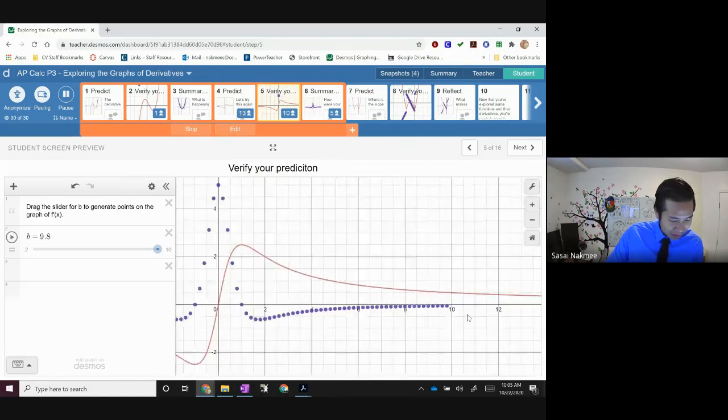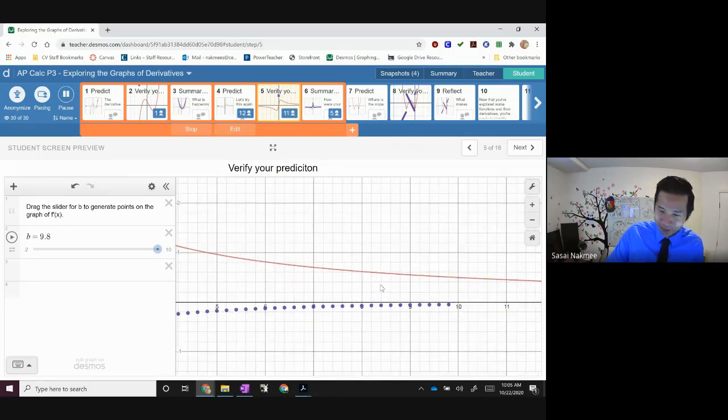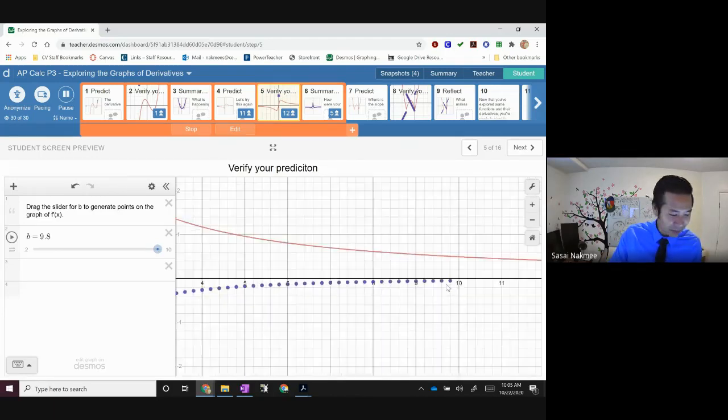Yeah, if you keep looking at this, it's not reaching 0 again. It's not going to give you another derivative or another tangent line that's 0. But it looks like it's doing what? It's getting closer and closer, right?